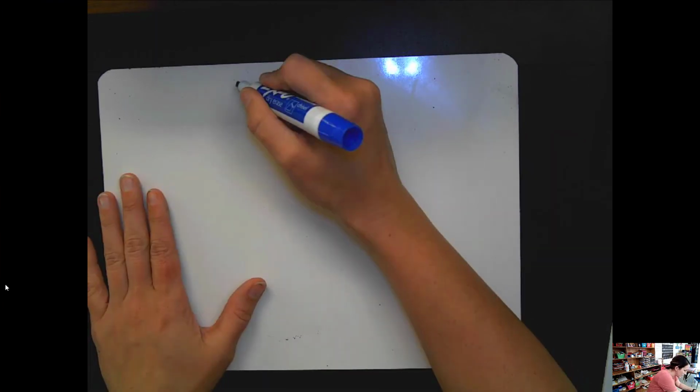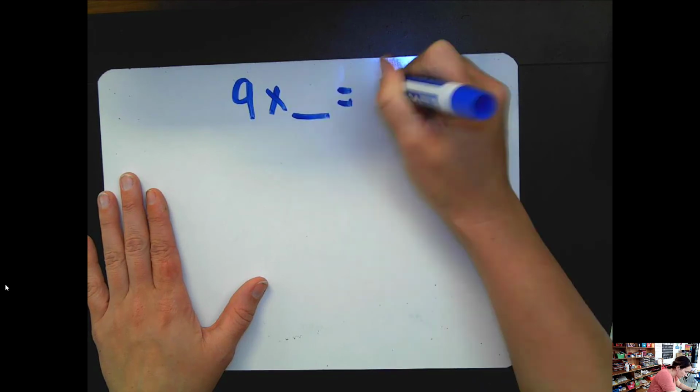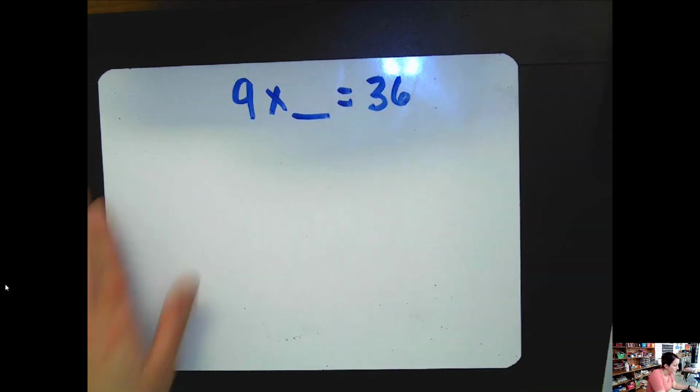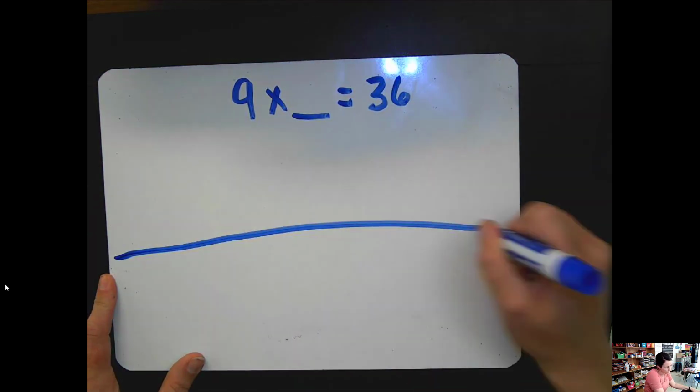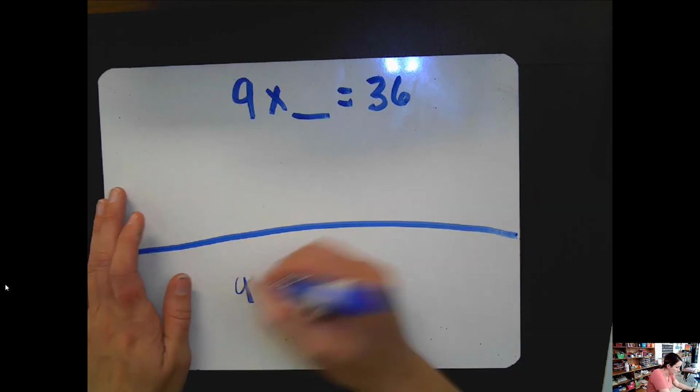All right, let's try a little bit more challenging one. Let's try 9 times what is going to equal 36. So again, you can draw your number line, or you can skip. Another strategy, you can skip count by 9. Just go 9, just write down the next one.